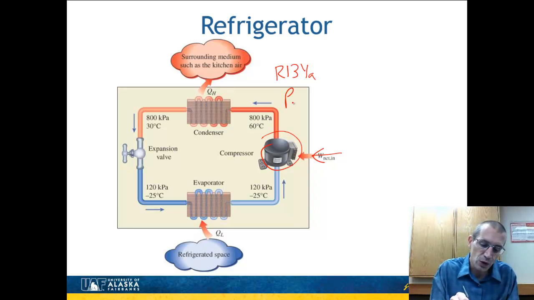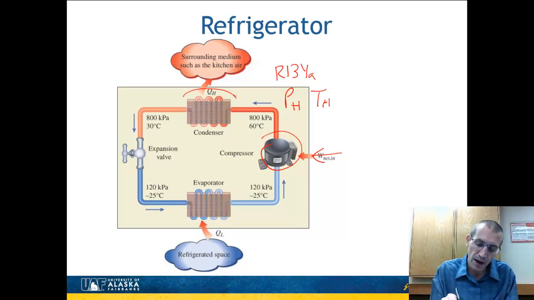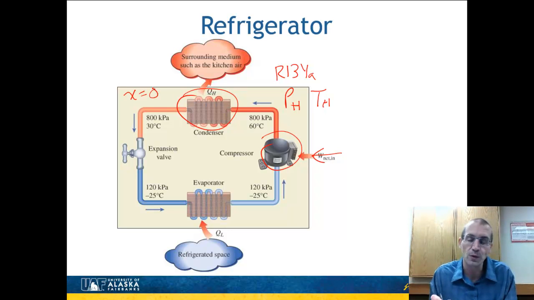It pressurizes it to a high pressure, pH, and it also goes up to a higher temperature, TH, during that compression process. Then it will cool it off in a condenser, and it's going to get colder, and the main thing is it's going to turn into a liquid. So on this side, it becomes something similar to a compressed liquid. In order to do that, it rejects some heat to a high temperature sink, which is QH.